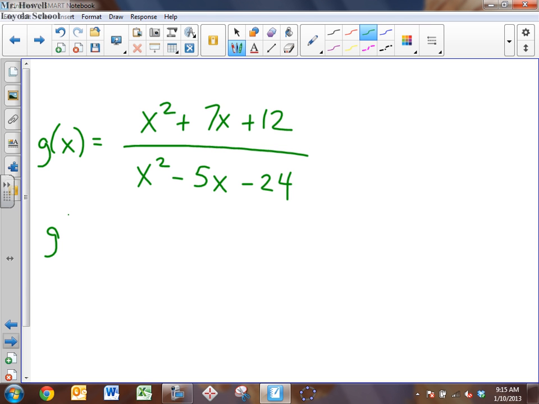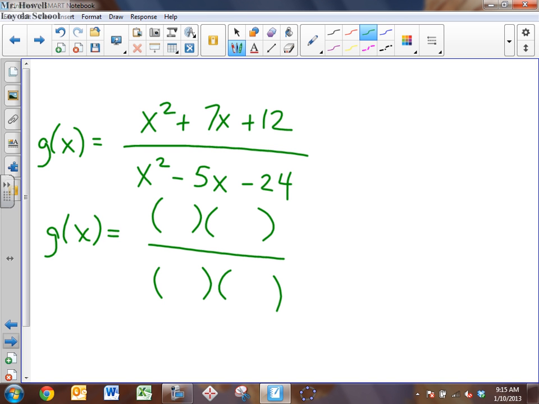So let's rewrite g of x in its factored form. You're going to see that we're going to do a lot of this in the next few chapters. We're going to be graphing functions that look like this later on this year. And what we're doing now is very key. Factors for the denominator here: x plus 3, x minus 8. Good. Numerator: x plus 4, x plus 3. Good.